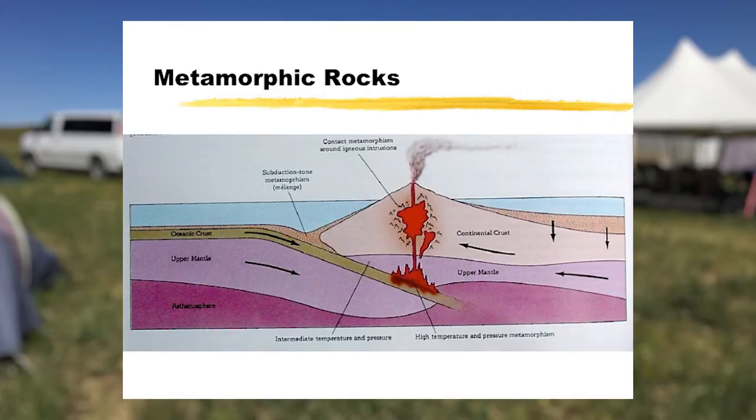So those rocks that are in that zone are subjected to a lot of heat and pressure right in here, and so they tend to be metamorphic rocks. If you go up, for example, to the Klamath Mountains or some of those mountains in California, you'll find a lot of metamorphic rocks there. And California itself is full of various facies of metamorphic rocks.